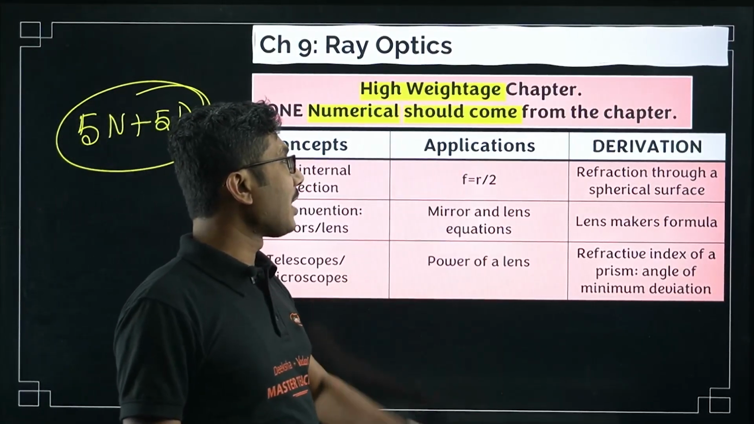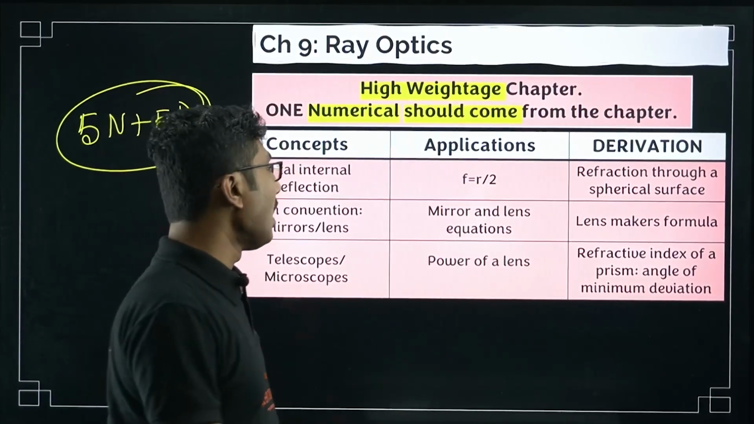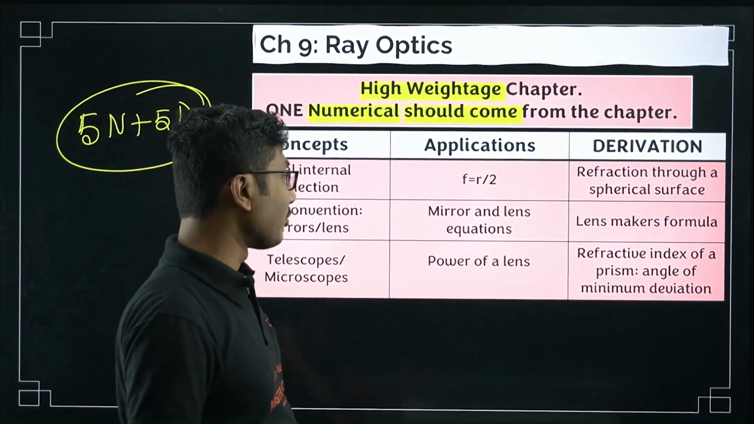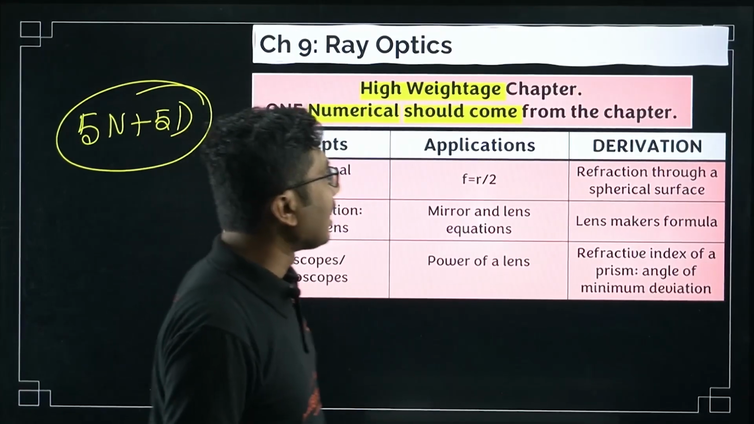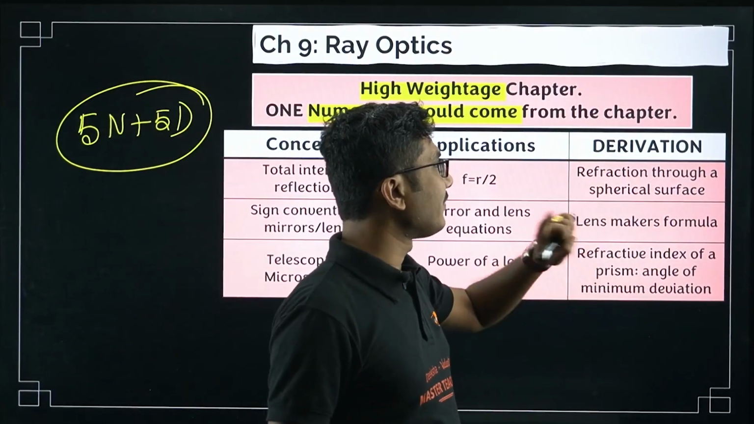Now the application part: prove that F is equal to R by 2, mirror and lens equations, related problems, power of a lens, and what is the relationship between power and the focal length. Now derivation, refraction through a spherical surface.